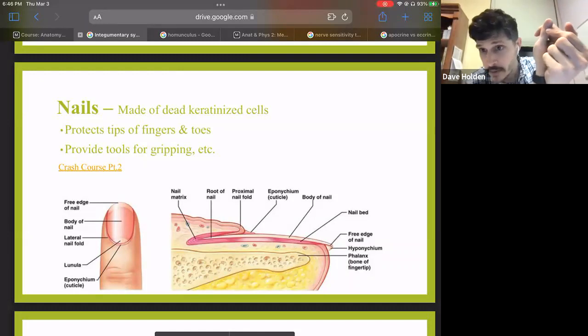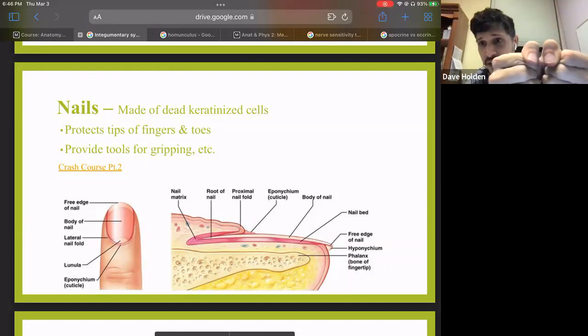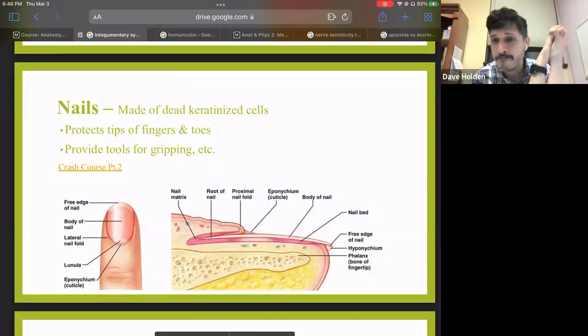Some people have them, some people do not. I get them on my thumbs, but I don't have them on the rest of my fingers. Some people have very pronounced lunulas on all of their fingers. It's just a genetic variation. It doesn't really make a difference in terms of nail growth or development. Just some people find them more attractive or less attractive. I don't know.